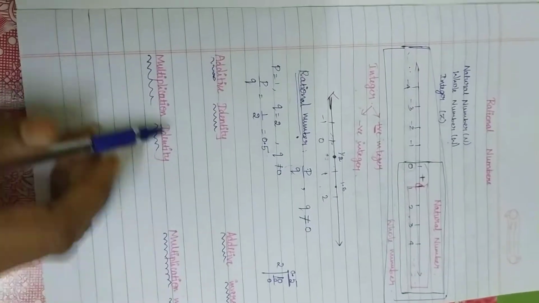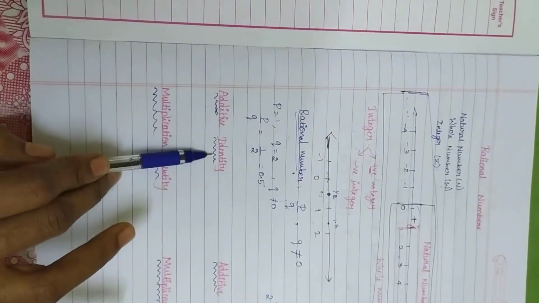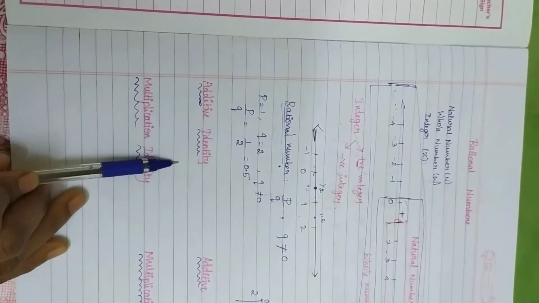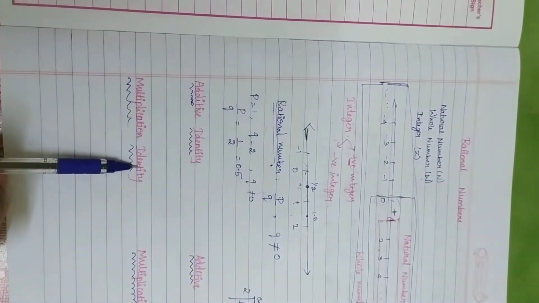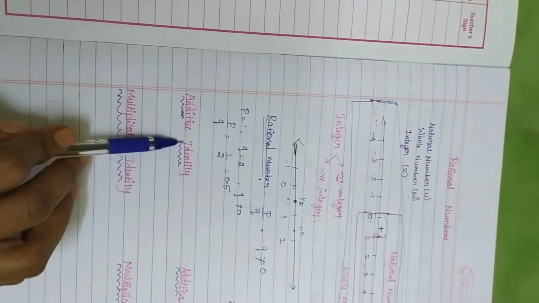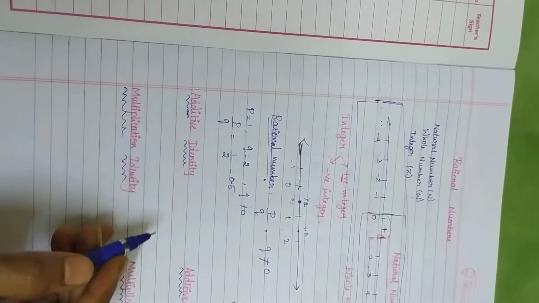Now, we're talking about the additive identity. There are two identity methods: one is the additive identity method, the other is the multiplication identity method. Identity means the same. If I substitute anything, you get the same value.